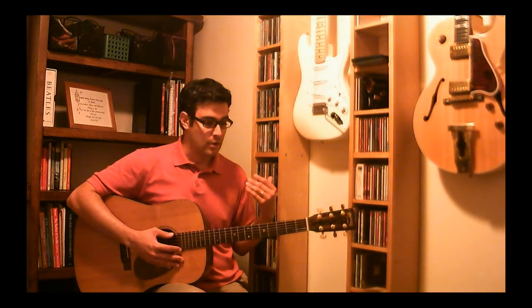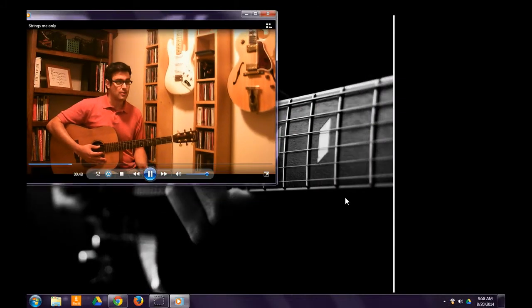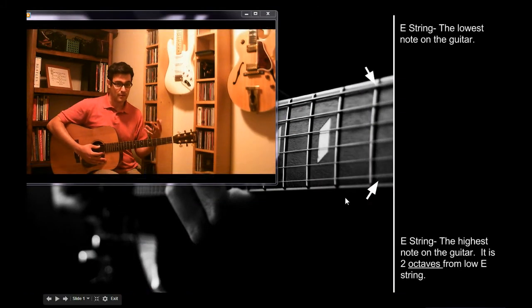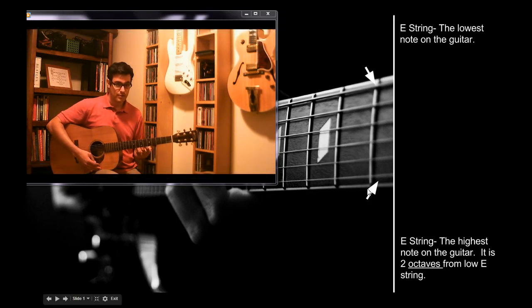The strings go E, A, D, G, B, E. So let me break that down. Probably the first thing you notice is that you have this low E string. It's your thickest string, so it's going to vibrate the slowest. It's going to produce the lowest pitch. Also, your highest string is also an E string.